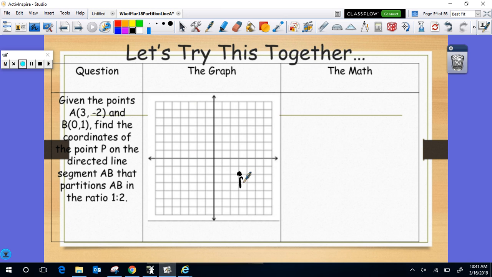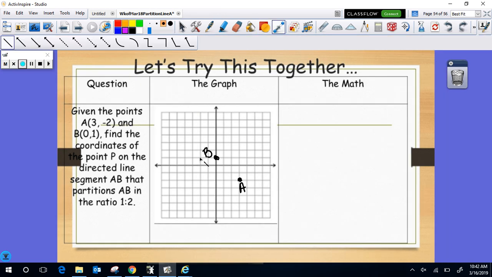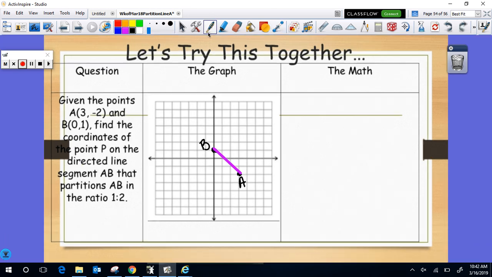This is A, and this is B. Oh wait, I'm tripping. This is B here. Alright, so I want to connect the dots. So I want to find out, where does the point go?